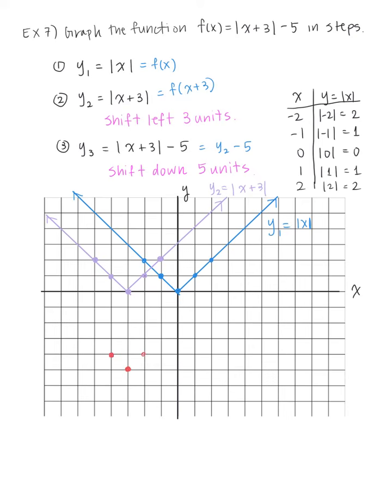And then it's going to be here, here, here. Does that look okay with you? All right, so it looks like this is going to be our final graph if I connect those dots. So this is our graph: f of x equals absolute value of x plus 3, and then minus 5.